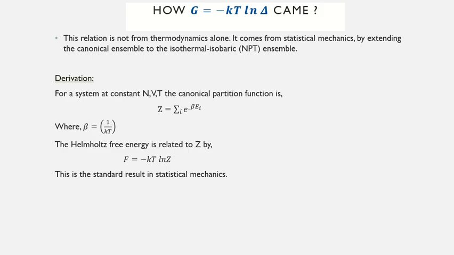For a system at constant number of particles, volume and temperature, the canonical partition function is Z equal to Σi e raised to minus βEi, where β is 1/kT. The Helmholtz free energy F is related to the partition function Z by F equal to minus kT log Z. This is the standard result in statistical mechanics.